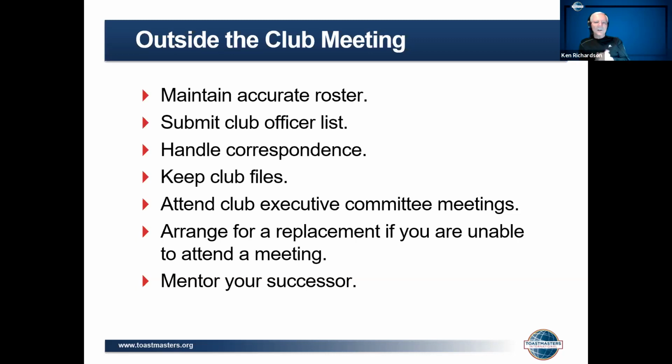Make sure your officer list is up to date. Most clubs, that's twice a year when we have elections. For some clubs, it's just once a year. And that's very easy to do. Handle correspondence, keep club files. My Early Risers Club started in 1979. And I have some files in my garage. I don't know if they go quite that far, but they're pretty darn old.